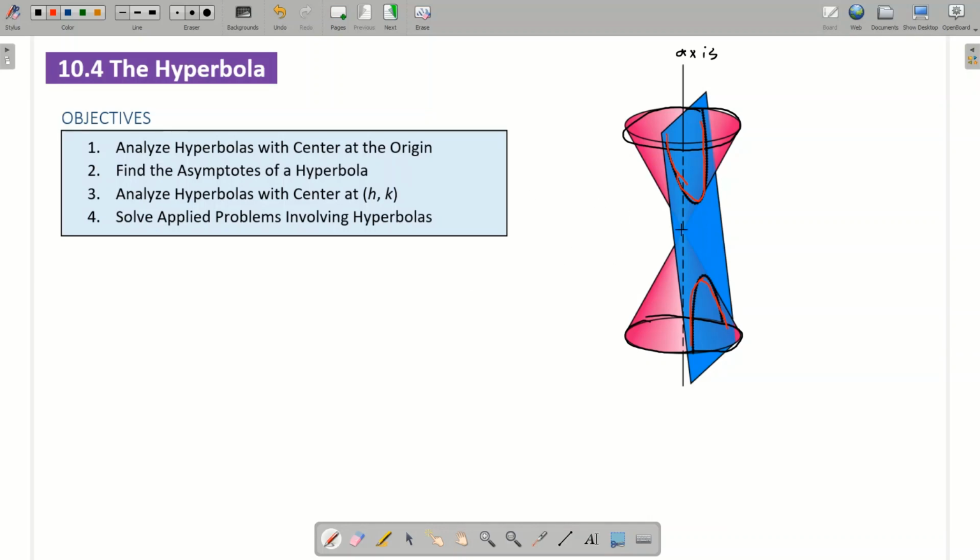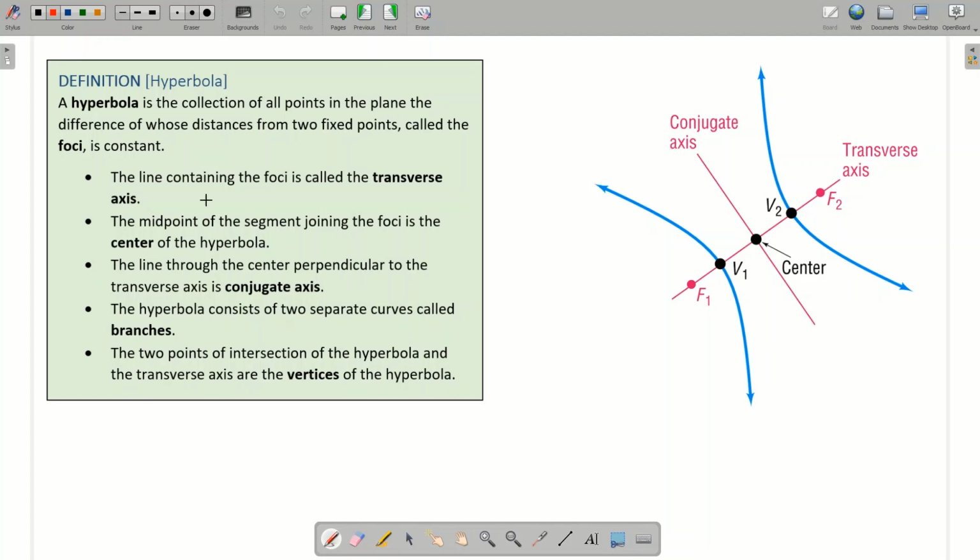Okay, so all of them were defined in this way, but we also had more strictly geometric definitions, and the hyperbola is the same. So its definition says a hyperbola is the collection of all points in the plane whose distances from 2 fixed points, called the foci, is constant. Okay, so that's a mouthful, so what is it saying?